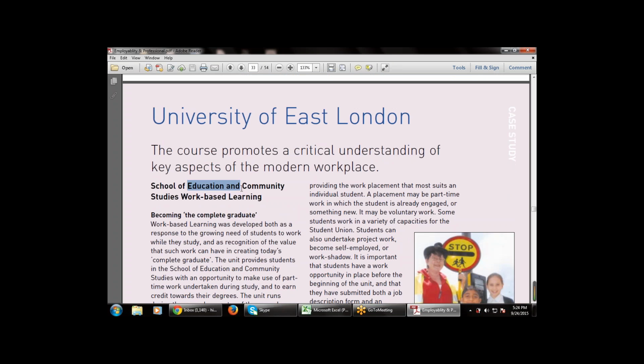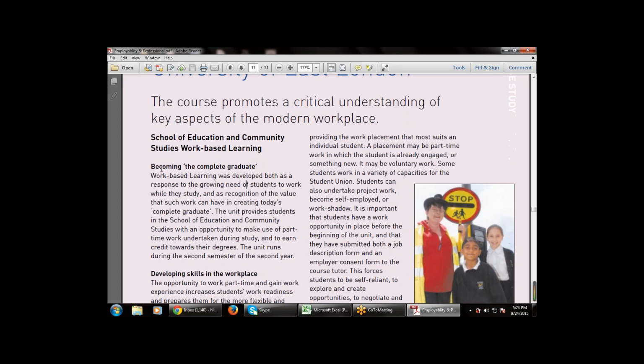The School of Education and Community also studies work-based learning, which is part of what makes the complete graduate. Work-based learning was developed both as a response to the growing need of students to work while they study, and as a recognition of the value that such work can have in creating today's complete graduate.